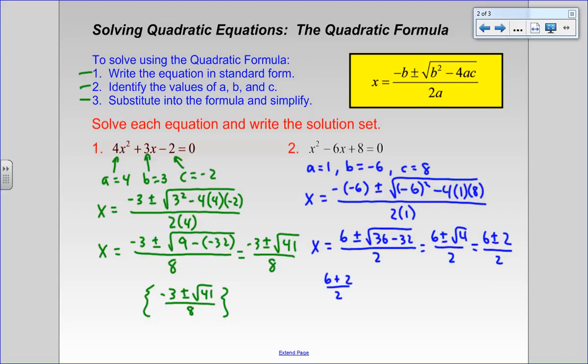First, 6 plus 2 divided by 2 would be 8 divided by 2, or 4. And then 6 minus 2 divided by 2 would be 4 divided by 2, which is 2. So the two solutions of this quadratic equation are 2 and 4.